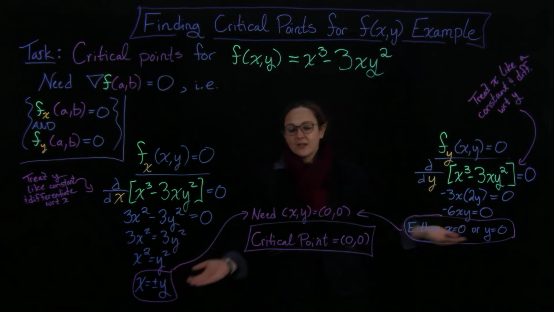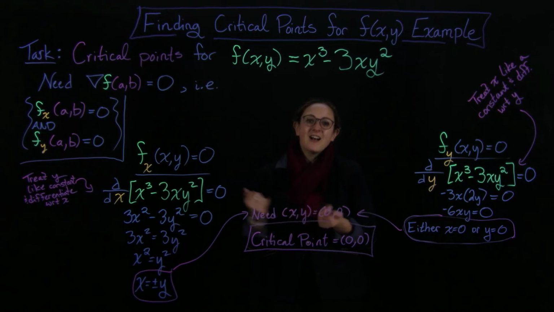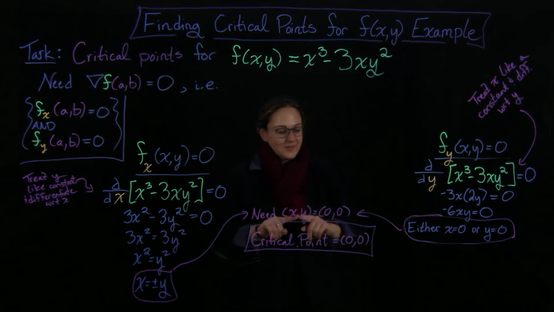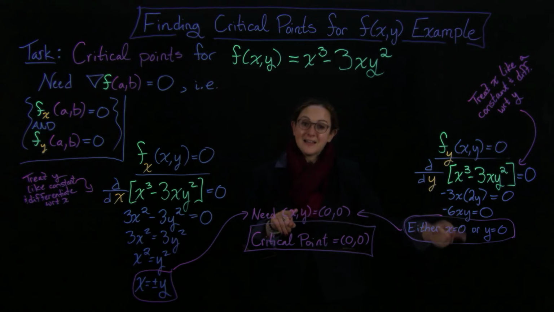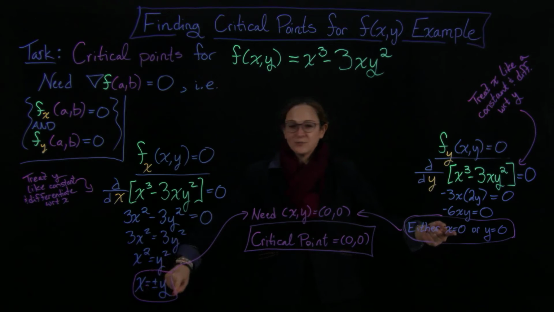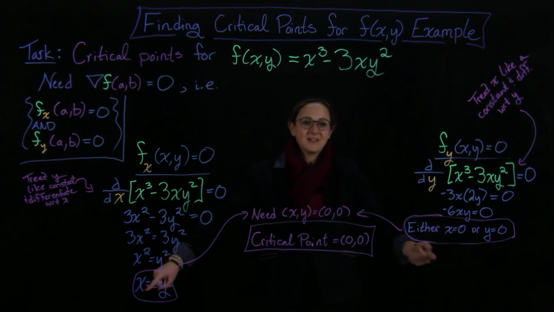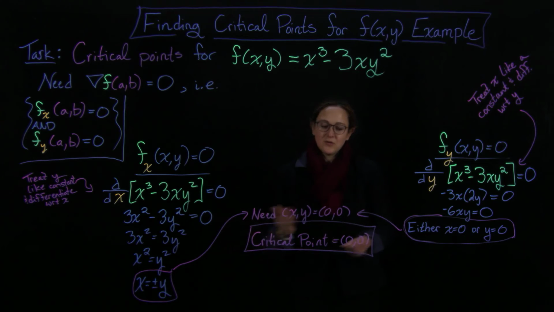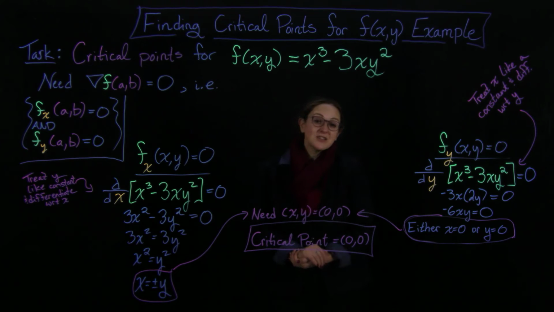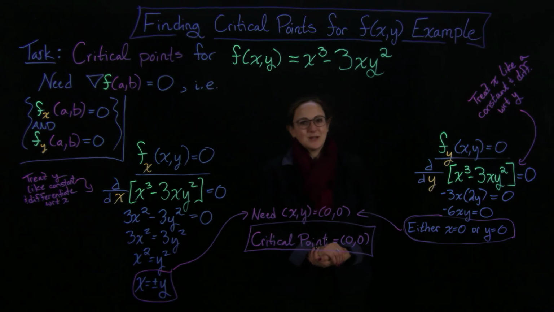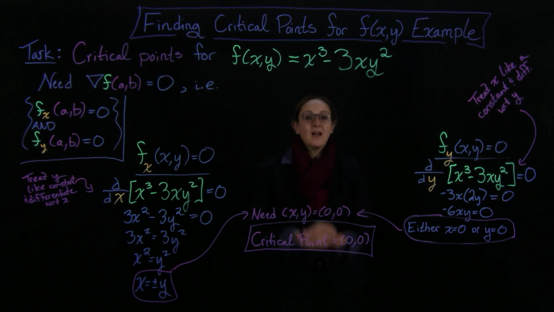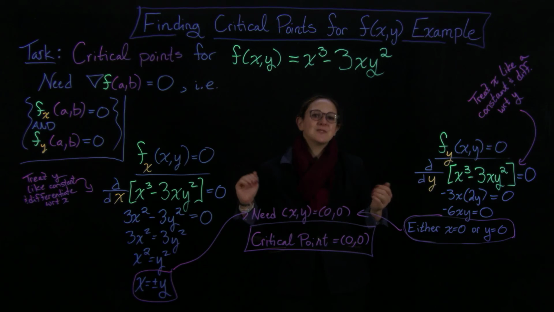So bringing all that together, if x equals 0, and y equals plus or minus x, then y equals 0. If y equals 0 and x equals plus or minus y, then x equals 0. So they both have to be 0, so our critical point is the point 0, 0, and that's where we could look for local maxima and minima. Okay, so I hope that was helpful, and I will see you in the next lecture.